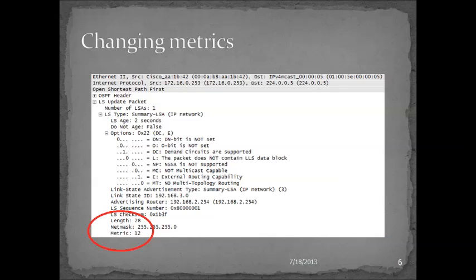Now, I just wanted to point out, here is an OSPF packet, and this one's got a little bit higher metric, so we have a metric of 12. All I did in this particular topology was change the speed to 10 megabit. And so what we see here is the increase in metric. We're no longer dealing with 2s, we're dealing with 12s.